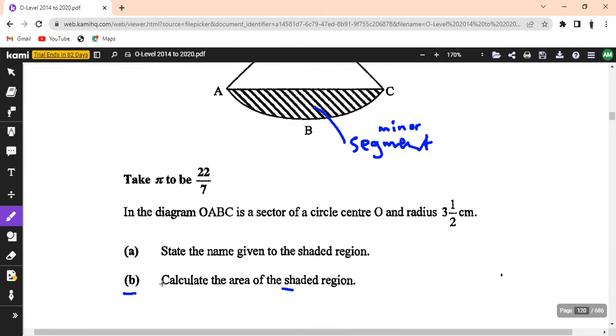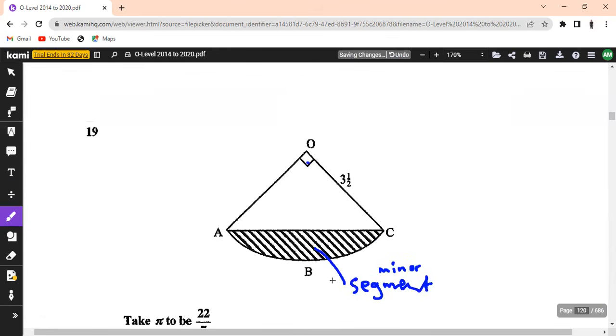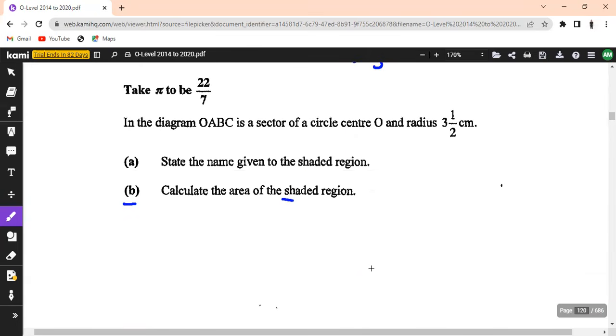So as you can see, guys, this is the shaded region that we have got. It's actually the area of the sector minus the area of what? Area of a triangle. That's what you're going to have. So in this case, it's going to be area of a sector minus area of a triangle. That's it.